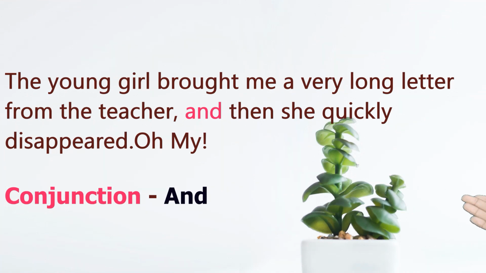Now, let's look into the conjunction used in the example we took to mention these word classes. In this sentence, the young girl brought me a very long letter from the teacher and then she quickly disappeared. Oh my, the conjunction is and. So, with this word and, the writer connects the two sentences. So, these two sentences are connected with the conjunction and.